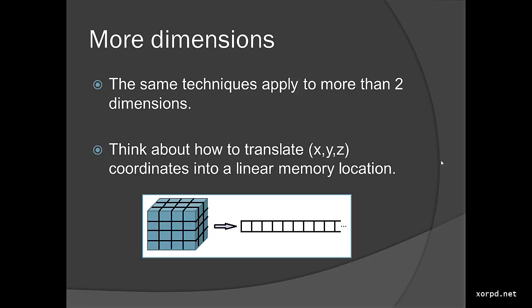About more dimensions. The same techniques apply to more than 2 dimensions. I don't want to talk about it here because it is a bit cumbersome, but you can think about it yourself. There is not much to it. Think about how to translate the XYZ coordinates into a linear memory location. It is just about thinking how to take this cube, which is a 3-dimensional array, and flatten it into this linear memory. This is all it is about.